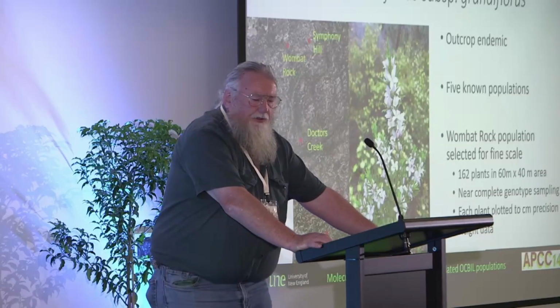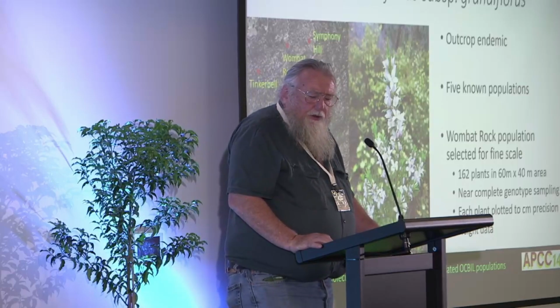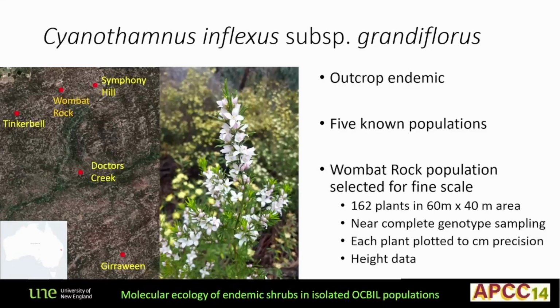Part of my study was a fine scale study on Cyanothus inflexus subspecies grandiflorus. There are five populations of this subspecies. It was thought to be extinct until some park rangers of Gorge National Park discovered it about 20 years ago. I think Paul in a past life also discovered one of the populations, and three of the other populations have been discovered since. Wombat Rock is the one in the middle up top. The furthest distance between all these populations is about 1 kilometre.